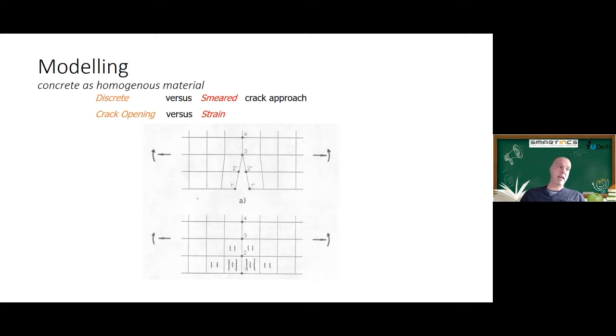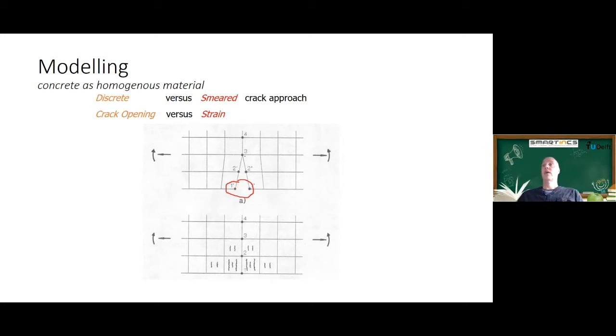So then there are basically 2 ways to implement such a behavior into a finite element model. One is a discrete, and one is a smeared crack approach. In a discrete crack approach, you actually work with the crack opening of the material. So you simply say that if the stress here at the bottom exceeds the tensile strength, then what you do is you split the nodes in 2, and the behavior between those nodes follows this softening regime, and that's how then the crack can propagate through your material.